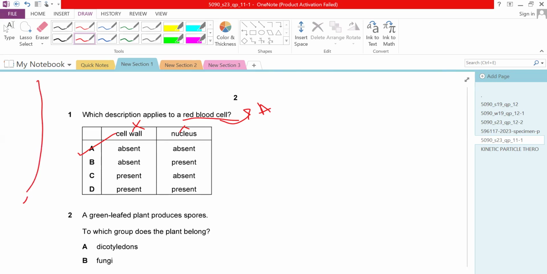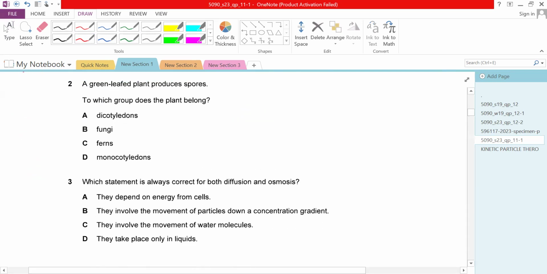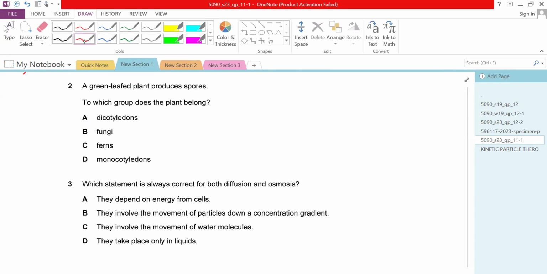Question number 2. A green leaf plant produces spores. Which group does the plant belong to? So the plant that produces spores belongs to the ferns group.